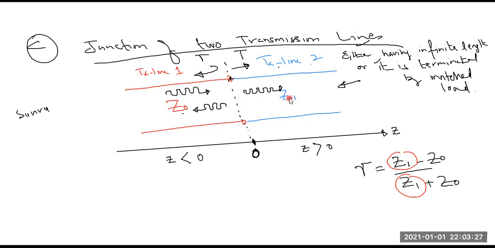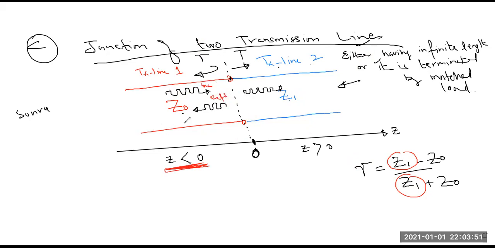Okay, so gamma will be equal to this one. Okay, now let's make use of the voltage equations. So I will first of all find out what the situation is in this region. In this region, you can see that we have two waves. This is the incident wave and this is the reflected wave.